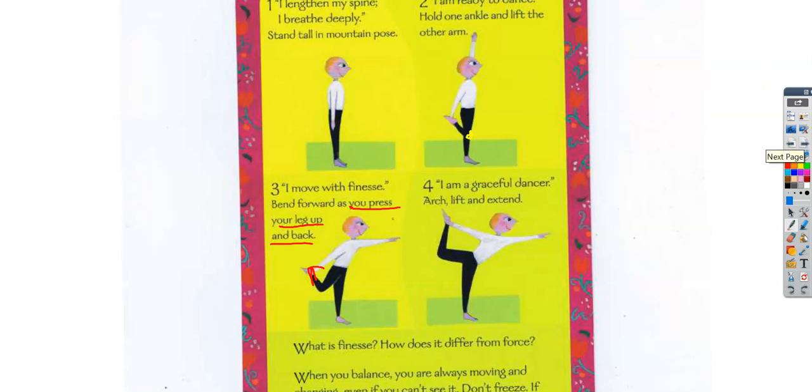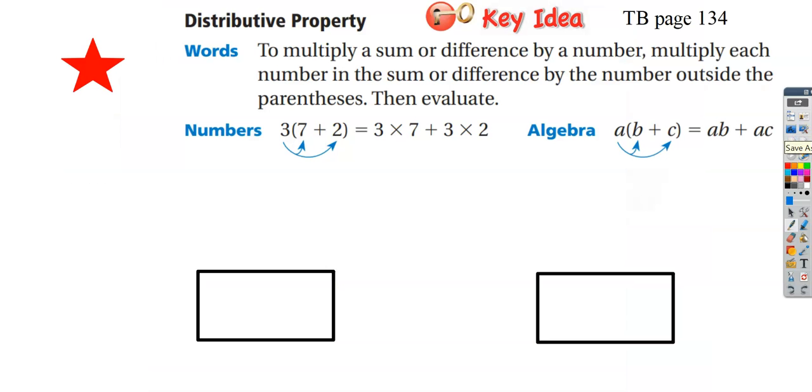All right. So now, this is what I want you to write in your math notebook. This is directly from your textbook. Notice it's a little mathy. It says to multiply a sum or difference by a number, multiply each number in the sum or difference by the number outside the parentheses, then evaluate. Okay, that's a whole lot.